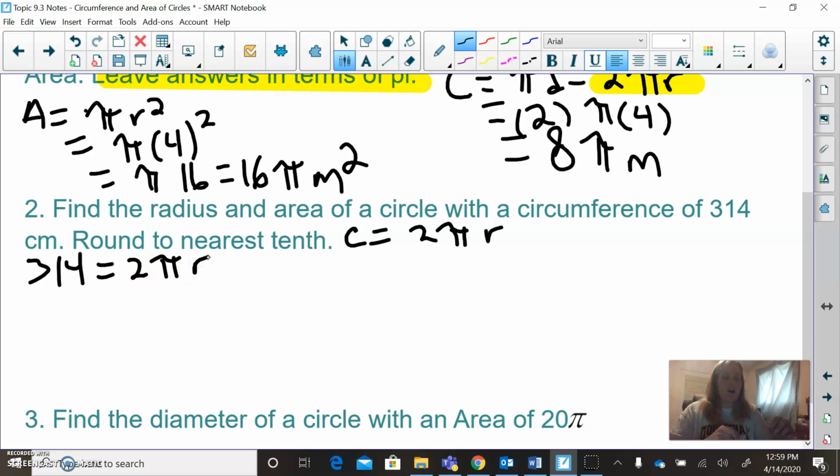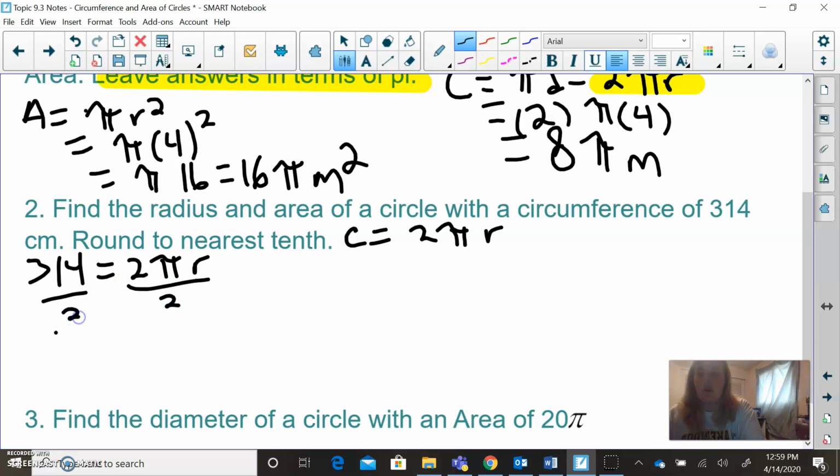Okay, remember 2 pi r, that's all just multiplication. That's 2 times pi times r. So we are going to divide by 2 first. And that's 157 is equal to pi r. Now what you actually need to do is divide by pi, the pi button, not 3.14. If you divide by 3.14, you're going to get the answer wrong. So it says round to the nearest tenth.